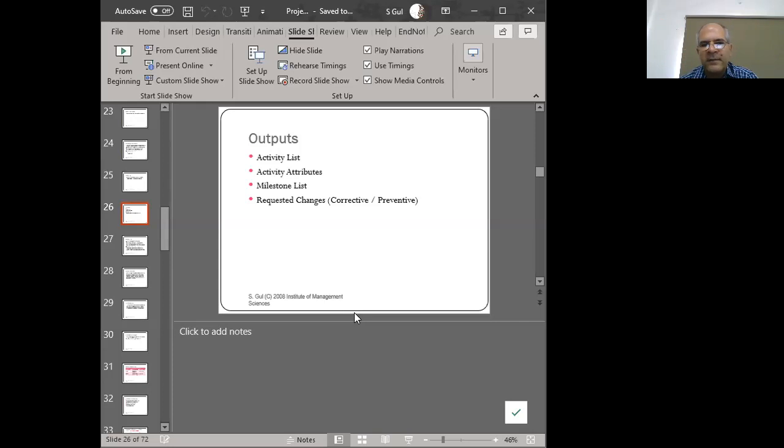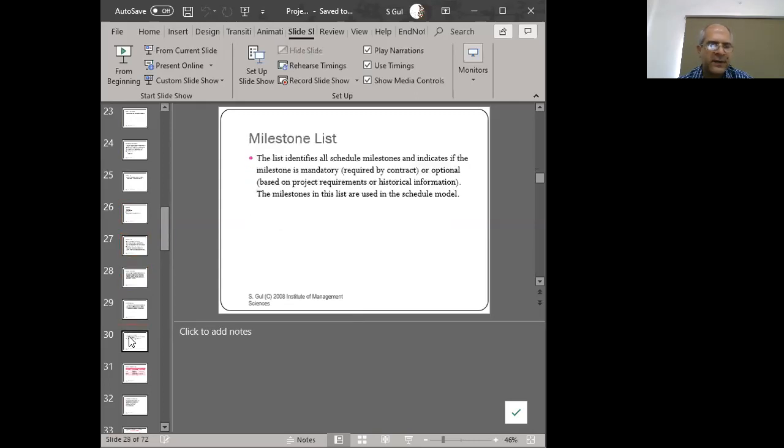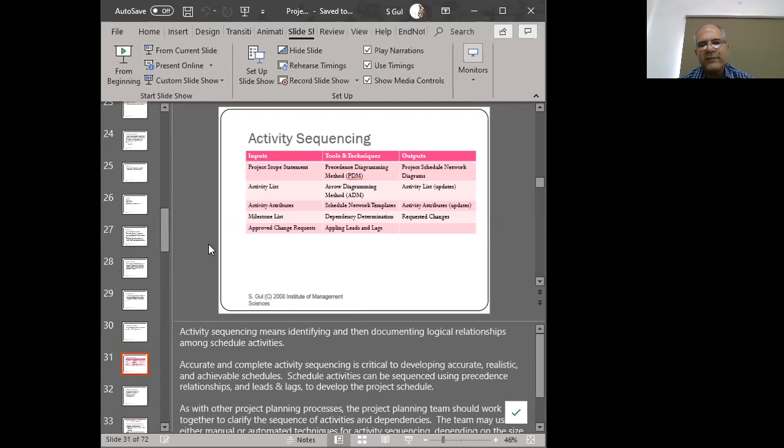And then we will have some milestone lists. So we will be taking that activity and defining certain smaller goals for us and major goals for us. And that's the list of our milestones. And if we encounter any changes requested, such as corrective or preventive, we'll include that into the picture as well. And so we'll have a list of activities and we'll have their milestones and their attributes and requested changes. Now, once we have that list of activities, the next step is to figure out the sequence amongst these activities. Right? So let's again concentrate upon the tools and techniques that we have now: diagramming methods, right?